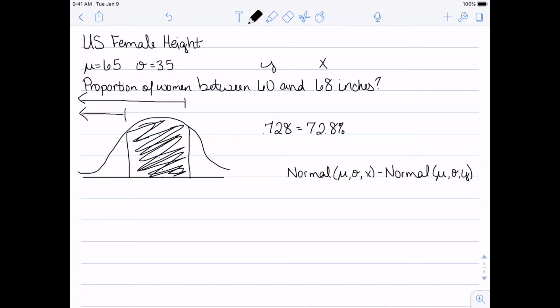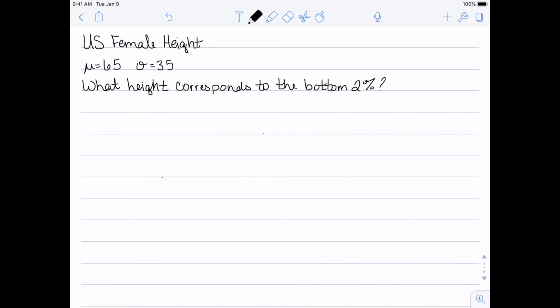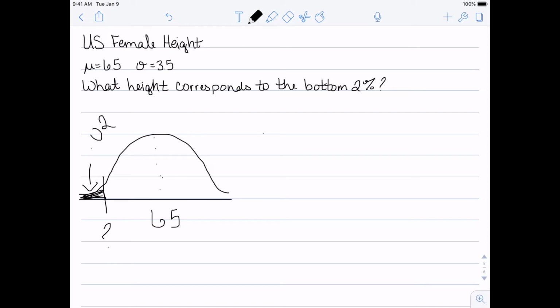Now that we've looked at this, let's look at something slightly different, essentially going backwards. What if instead of wanting to know the proportion of women that were taller than 60 inches, I wanted to know just the tallest 2% or something like that? So let's look at something like that. I want to know what height corresponds to the bottom 2% of women. All of these problems are going to start the same, by giving a rough sketch of a diagram. I know the mean is 65 and I want the bottom 2%. What makes this problem different is I know that this area is 0.02 and the actual data value here is what I'm looking for.